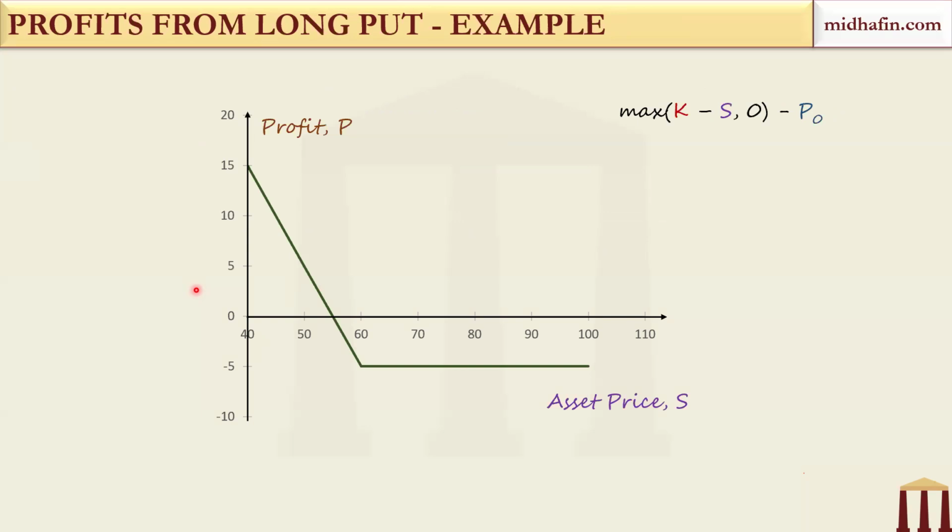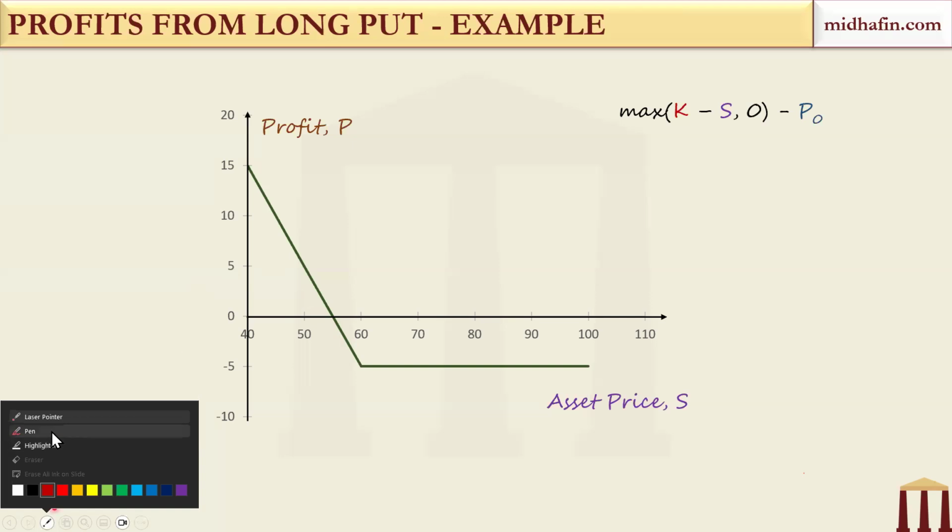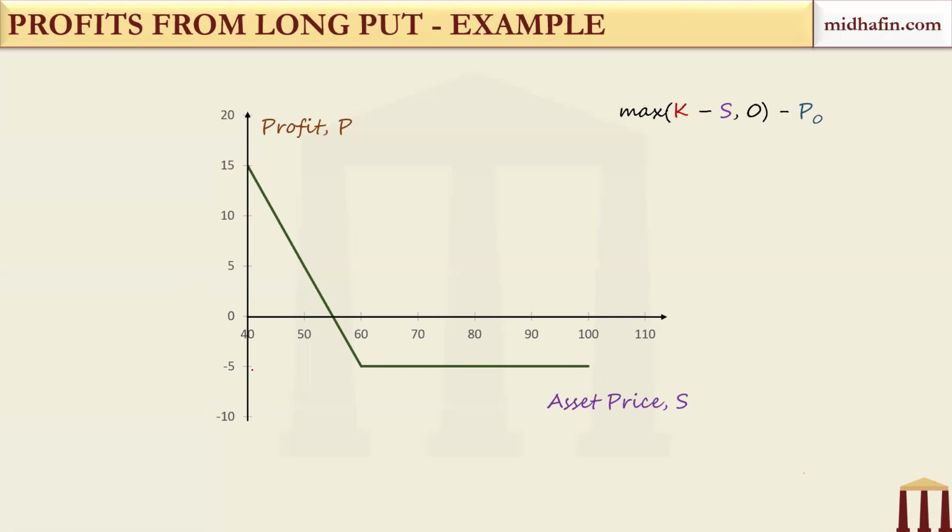Now, the amount of gain or loss will be determined by how much your option is in the money. So suppose we talk about a long put position, and let's assume that the premium in this case is 5. The strike price is 60 for the long position.